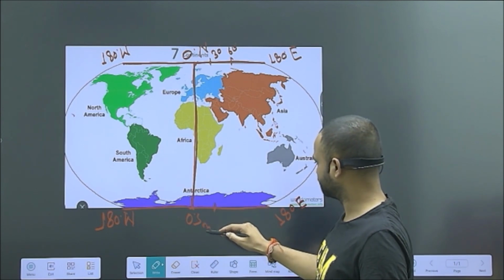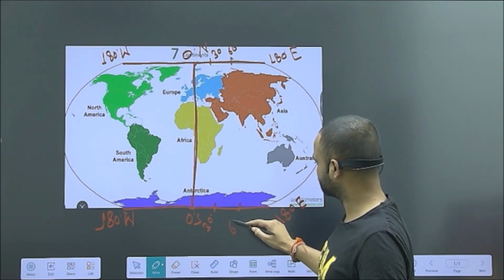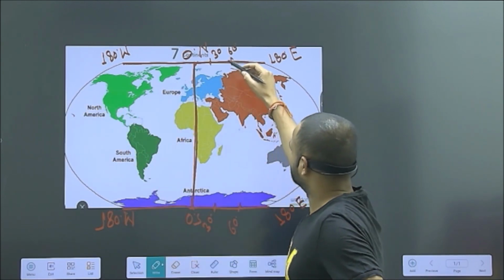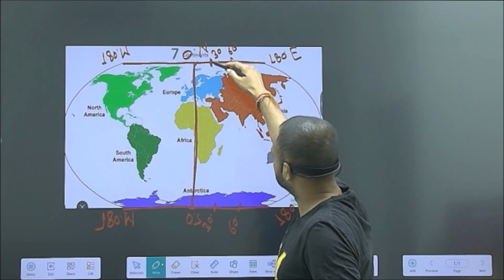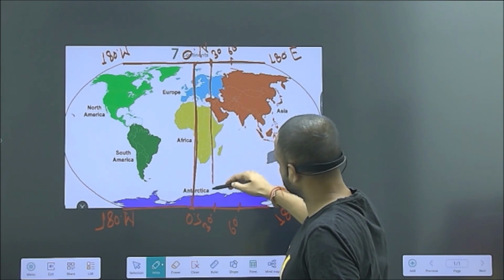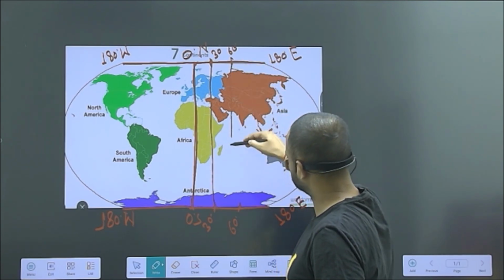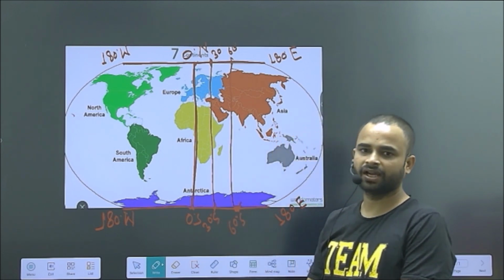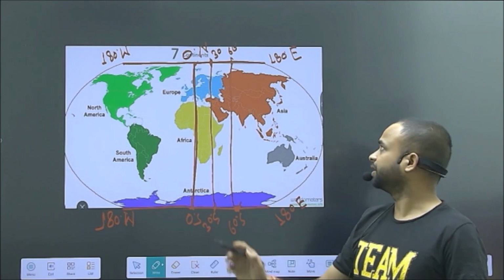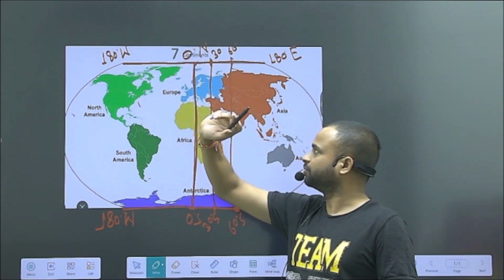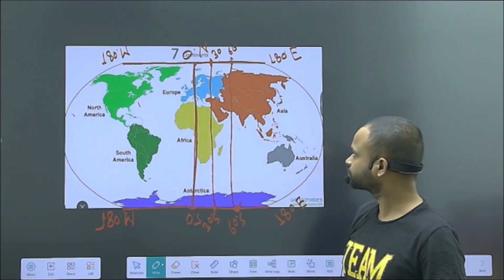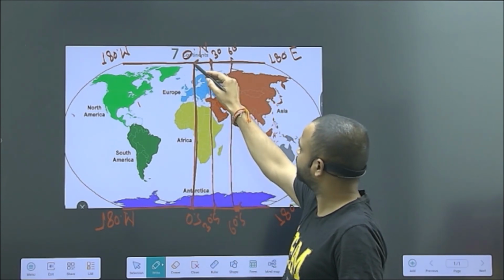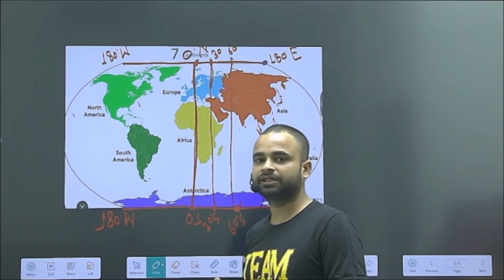From here 30 degree, 60 degree up to 180 degree. Similarly here. So here from 30 degree north to 30 degree south, from 60 degree north to 60 degree south, these are longitude, and it goes up to 180. Similarly here 180, similarly here. One important fact is that all longitude lines, if you go from 0 degree to 180 degree, their lengths are all equal.